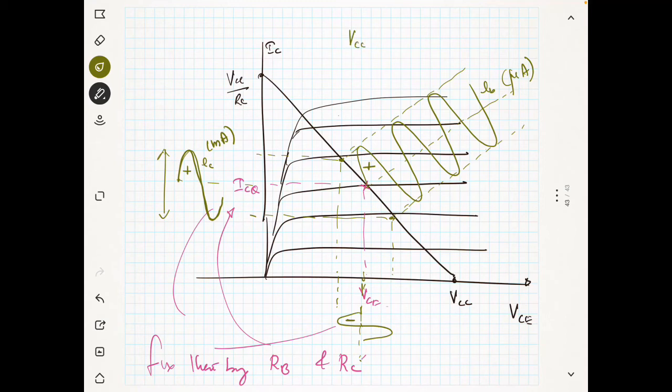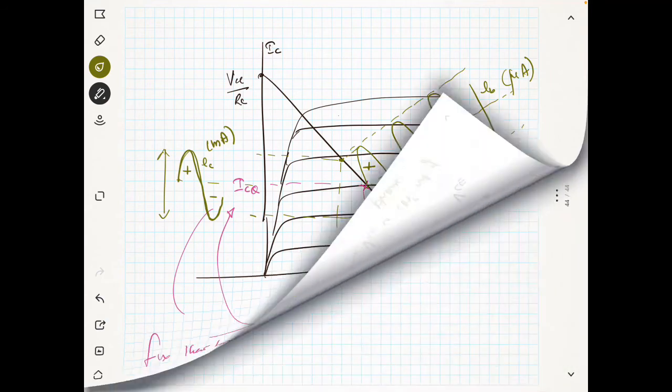It is because you know that VCE is equal to VCC minus IC into RC. There is a minus sign here, that's why we are getting minus here. Now when the IB is negative, you are getting IC negative, but VCE is positive. So there is a 180 degree phase difference between the input and the output. So VCE is 180 degrees out of phase.